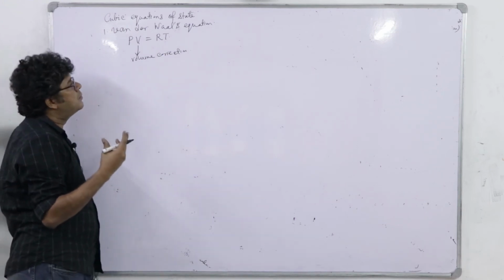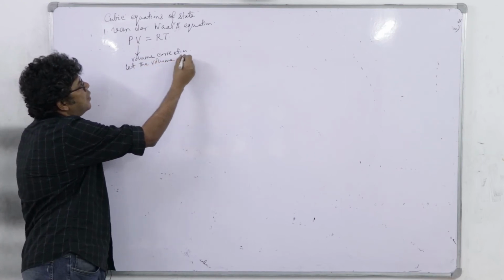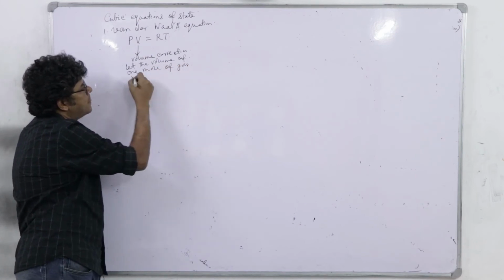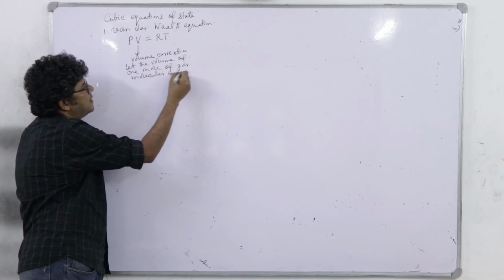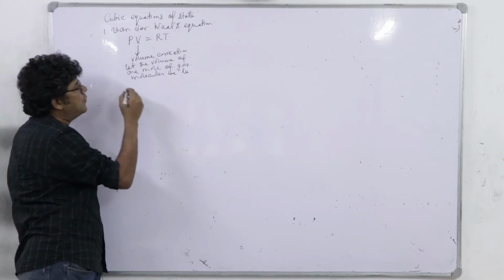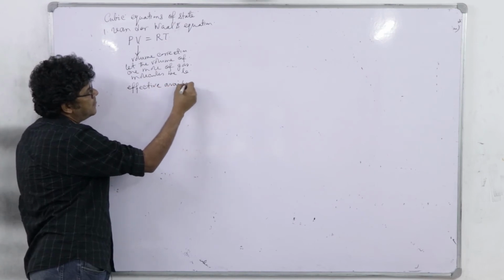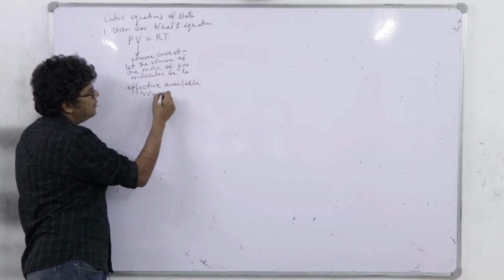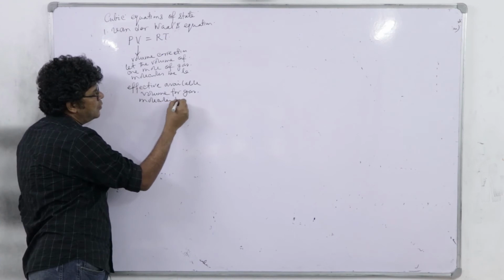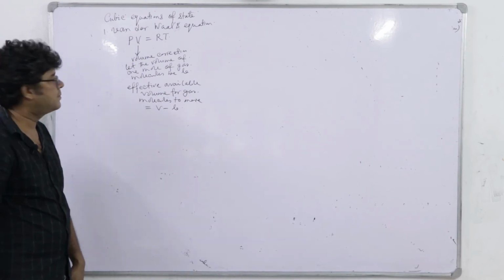Let the volume of 1 mole of gas molecules be B, right. So, the effective available volume for gas molecules to move is basically V minus B. So, that is the volume correction.